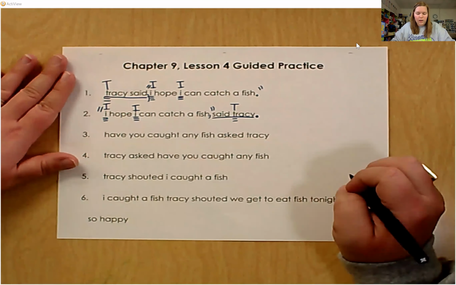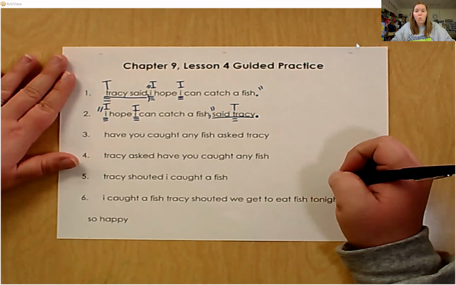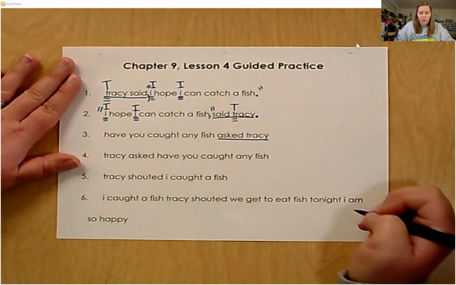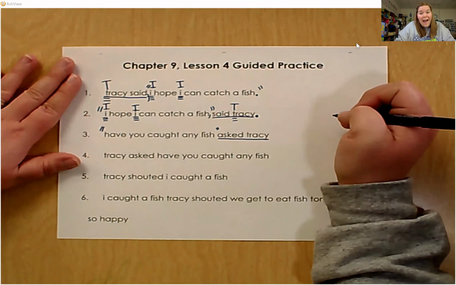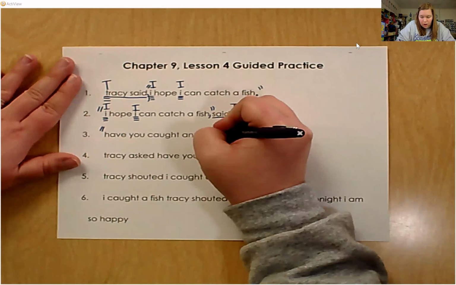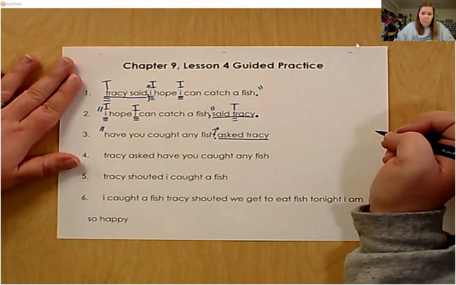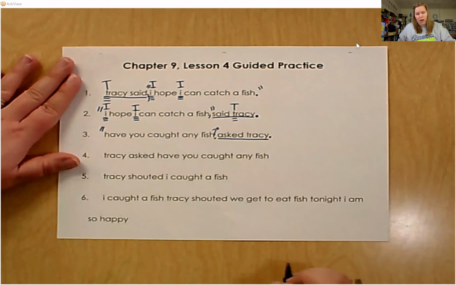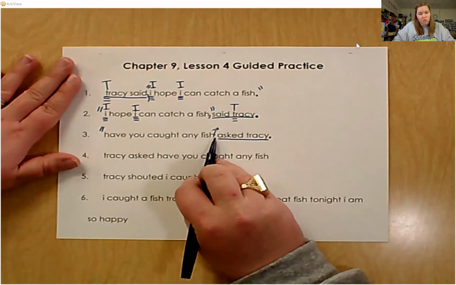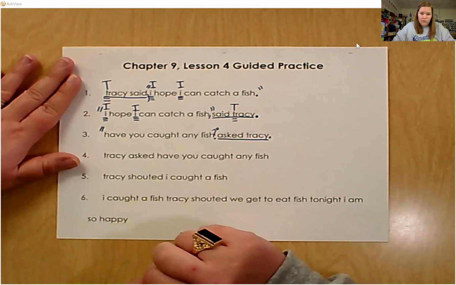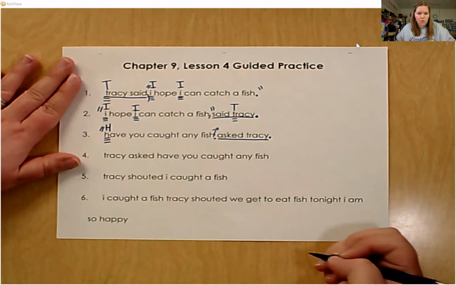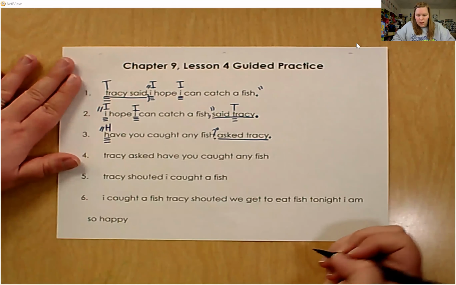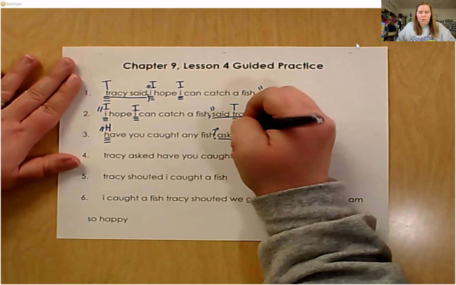Number 3, "Have you caught any fish?" asked Tracy. What are the explanatory words? Asked Tracy. Very good. So the quote is, "Have you caught any fish?" Now, Tracy asked a question. So we're not going to put a comma. We are going to put a question mark. And then still a period at the end. Okay. So this time we added the question mark because Tracy actually asked a question. Let's find capital letters. We know have is the beginning of a sentence. So capital H. "Have you caught any fish?" asked Tracy. Tracy is a proper noun.